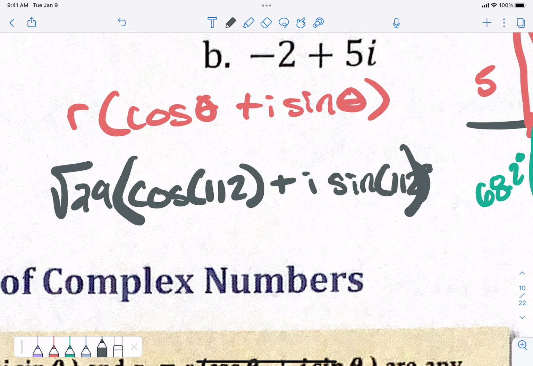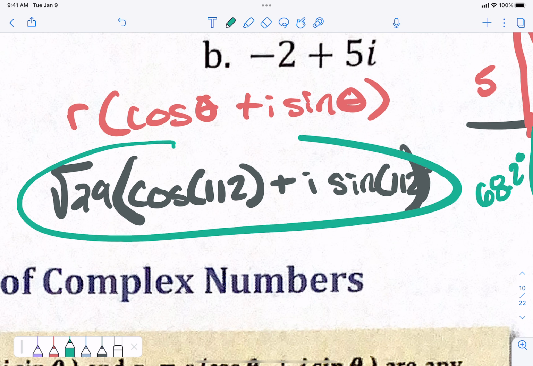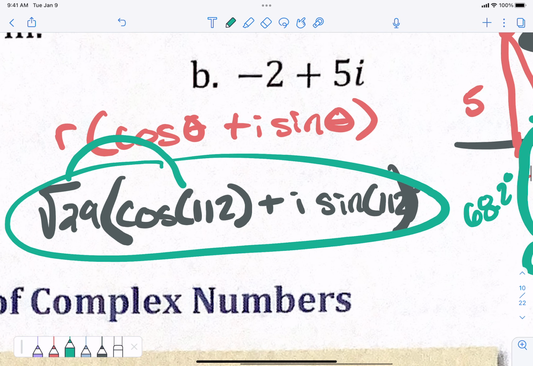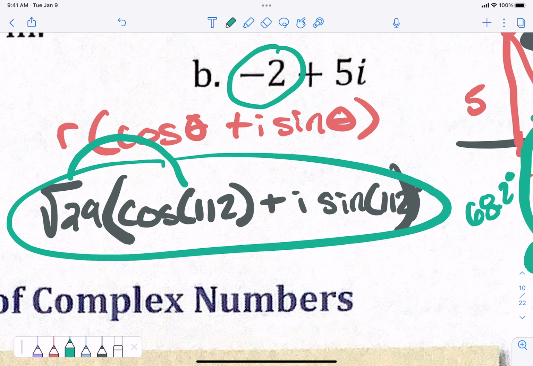All right, now check your answer. This is our polar form. Listen. If you take the square root of 29 times cosine of 112, you will not get -2 exactly. How come? Because we rounded the 112, right? But you'll get something close to -2.